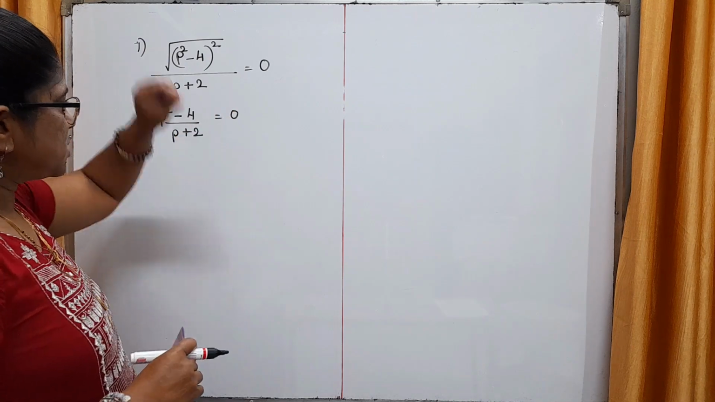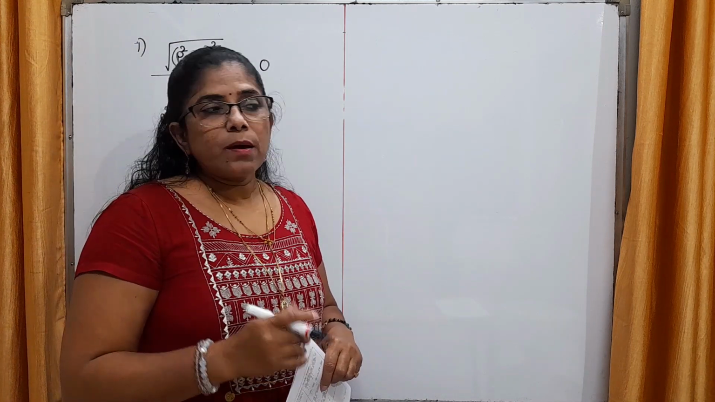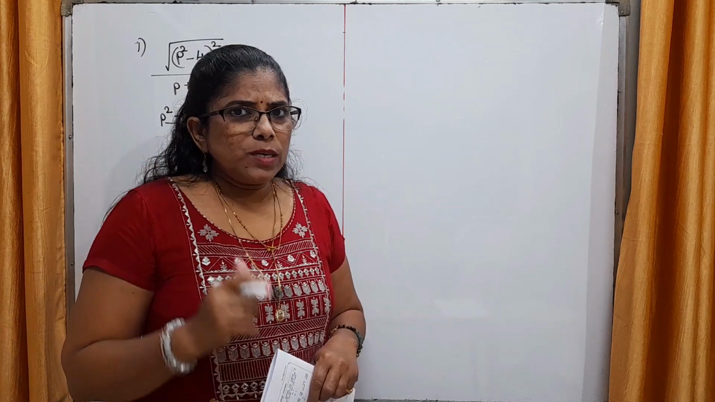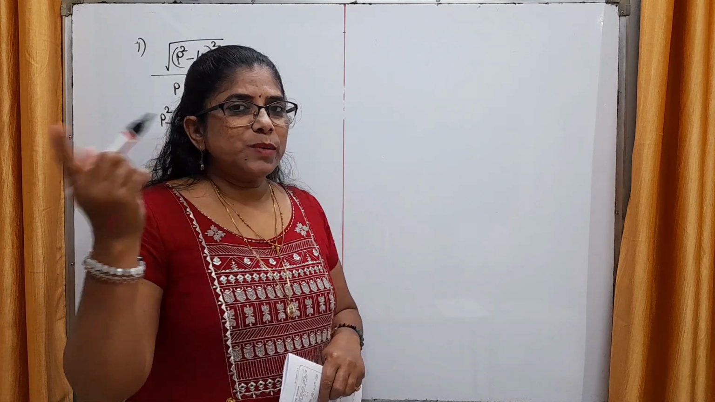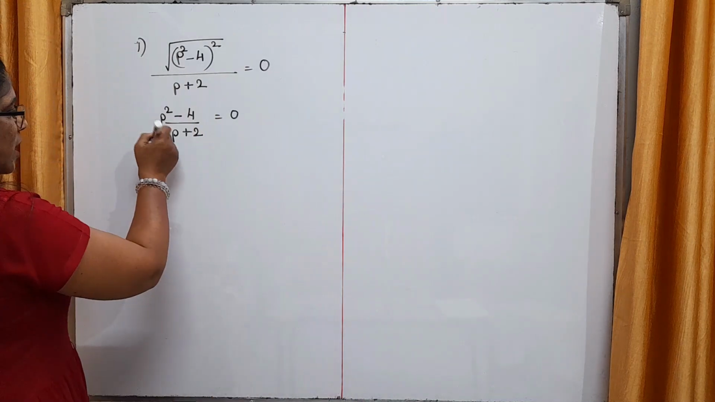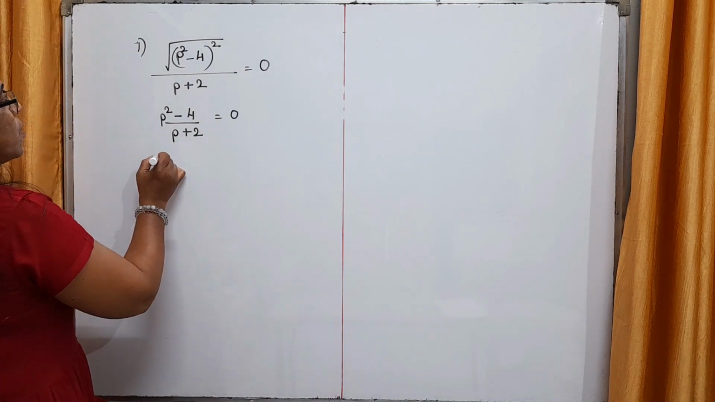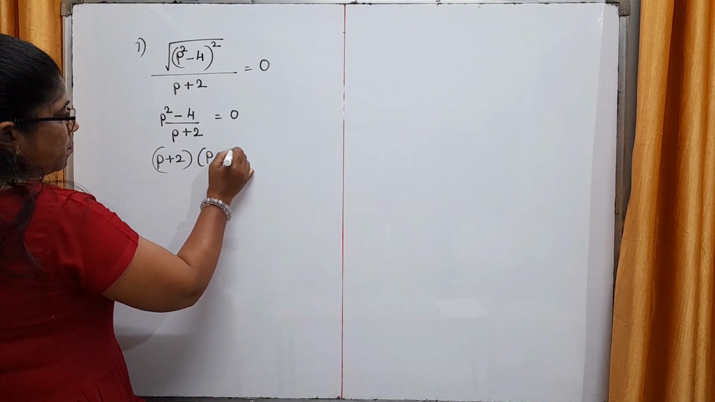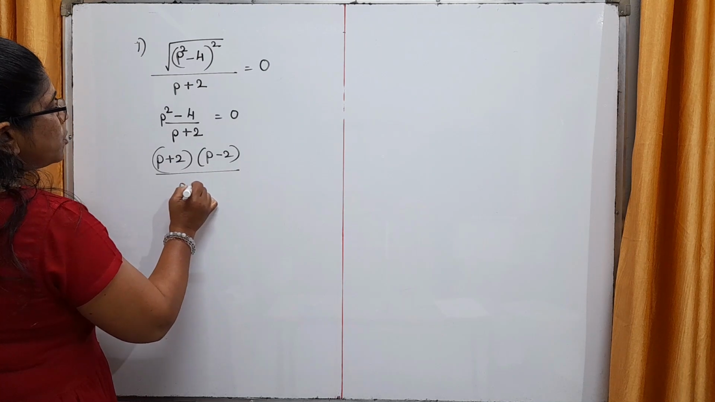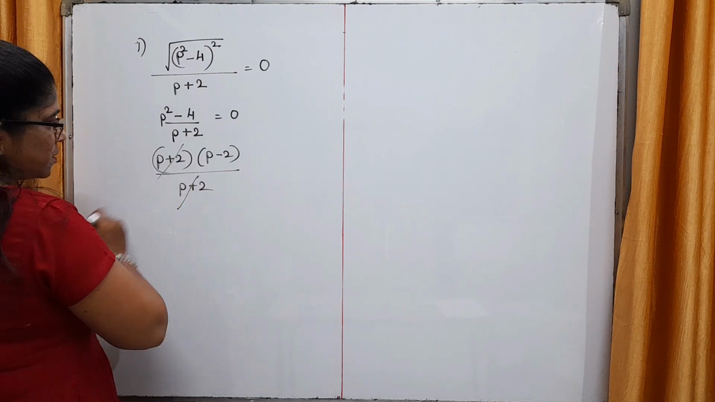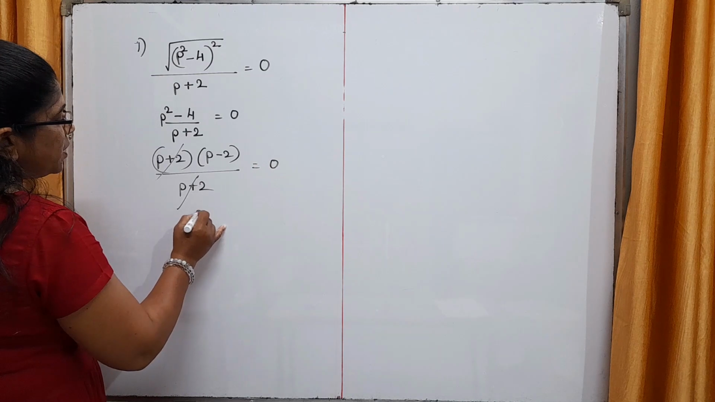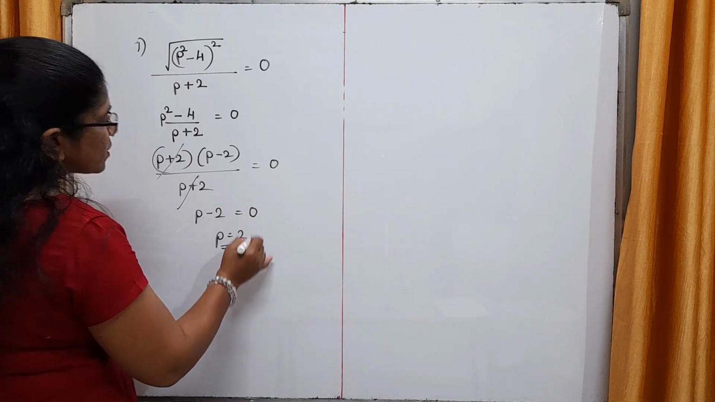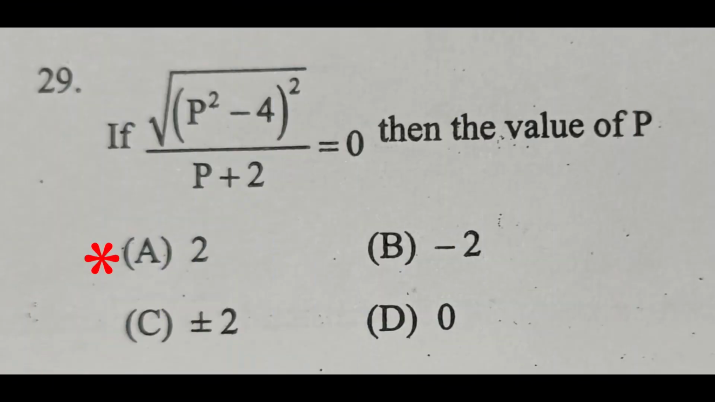What is p square minus 4? 4 is nothing but 2 square. So p square minus 2 square, which is a square minus b square. What is a square minus b square? It's (a plus b) into (a minus b). So straight away, let's write p square minus 4 as (p plus 2) into (p minus 2) upon p plus 2. Here p plus 2 gets cancelled. So p minus 2 is equal to 0 and the value of p is 2. It was so simple.